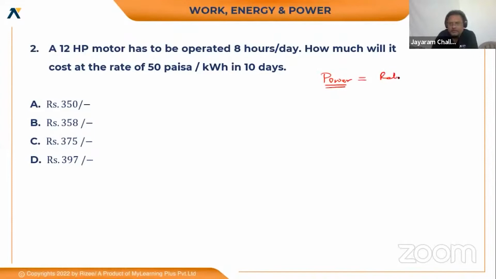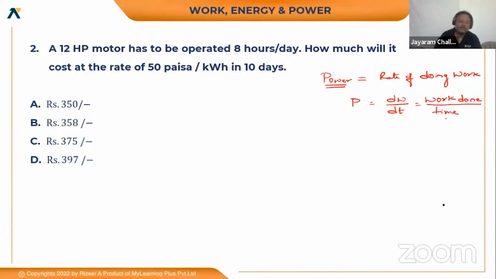That rate of doing work. So what is this rate of doing work? P is equal to dW by dt, that is, work needs to be completed in a specific amount of time, or it can be written as work done divided by time. Okay, now these are your power conditions.